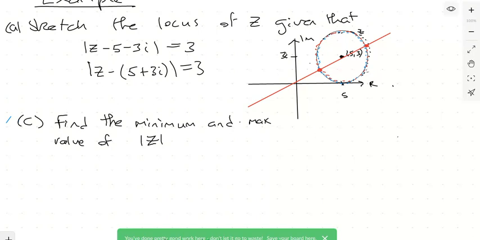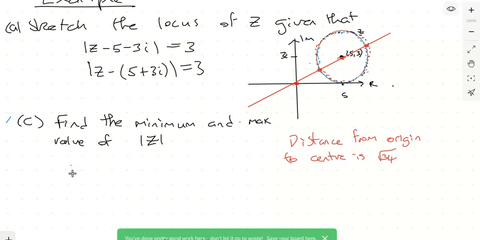Now, what's the best way of doing this? I favor just using a Cartesian approach, I guess. There's lots of ways of thinking about it. We just need to identify the minimum and maximum value of Z. Well, I suppose let's actually do it like this. The distance from the origin to the center is just root 34, because it's 5 squared plus 3 squared, square rooted.